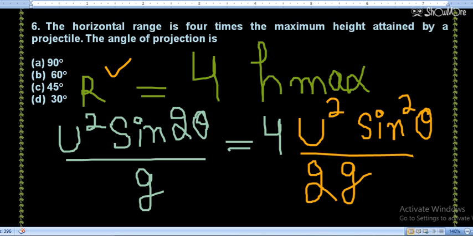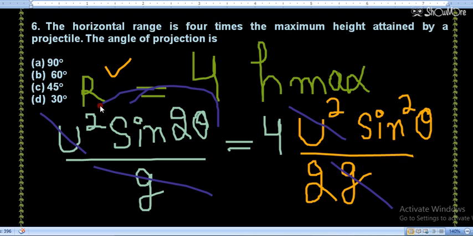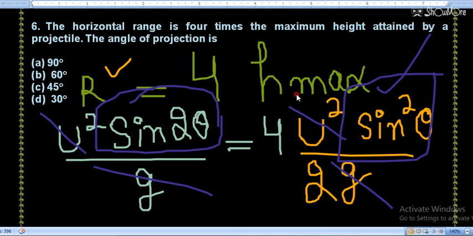So now what we can do, because from this relation we are getting nothing, we will cancel out the g term. g will cancel out and u square will also cancel out. So we are left with sine 2 theta. So this sine 2 theta will be equal to sine square theta. Now I will put the value of sine theta.